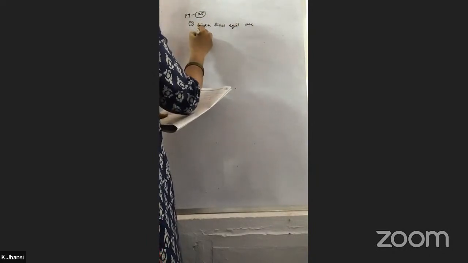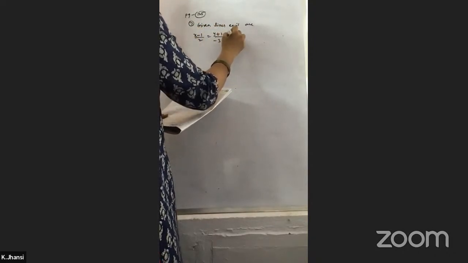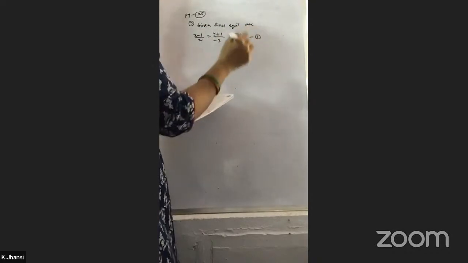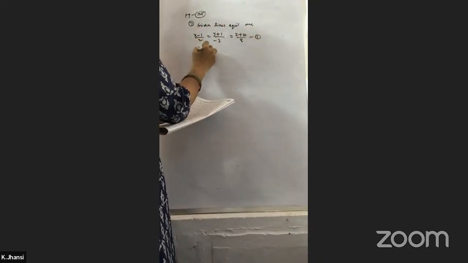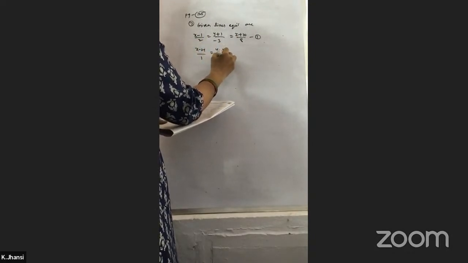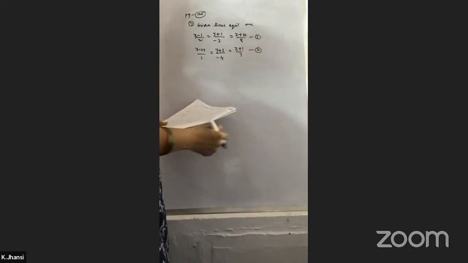So x-1/2 is equal to y+1/-3 equals z+10/8. You put this as equation 1, and the second one: x-4/1 is equal to y+3/-4 equals z+1/7. This is the second equation.